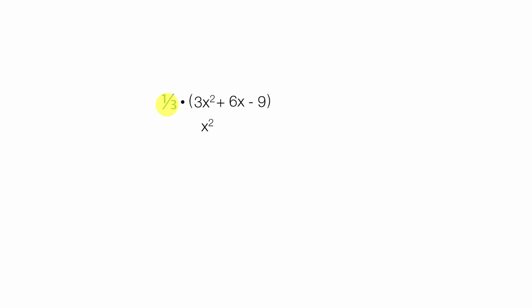1/3 times 6x is equal to plus 2x. Finally, I have 1/3 times negative 9, which is negative 3, which gives me x squared plus 2x minus 3. I set this equation to 0, and the first thing I do is move this minus 3, or the negative 3, to the other side. I do that by adding 3 to both sides of the equation.